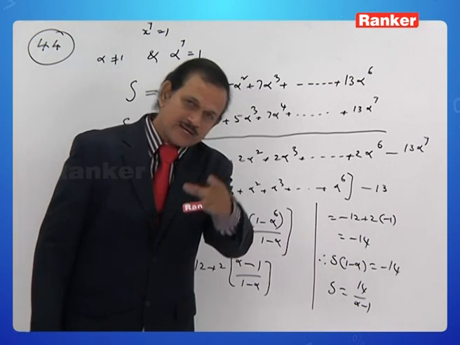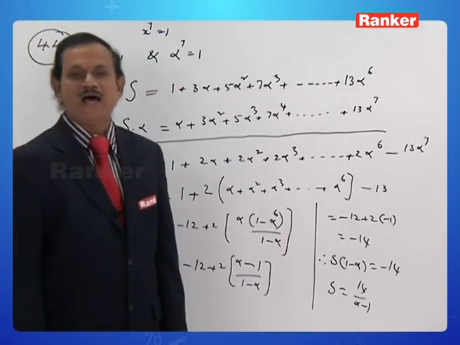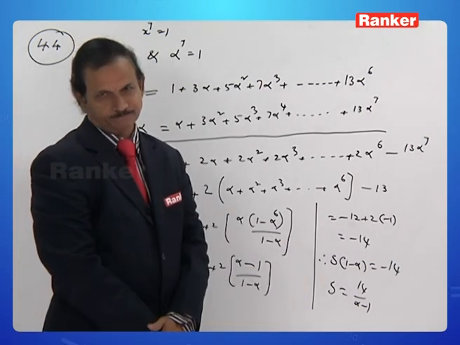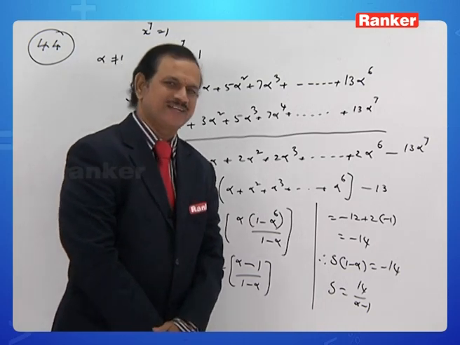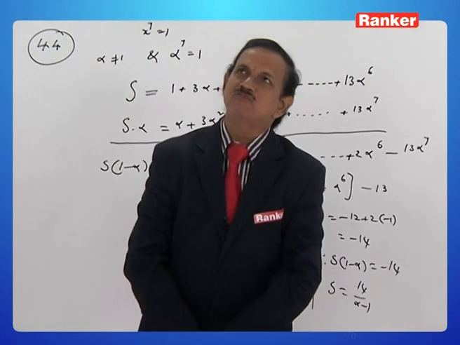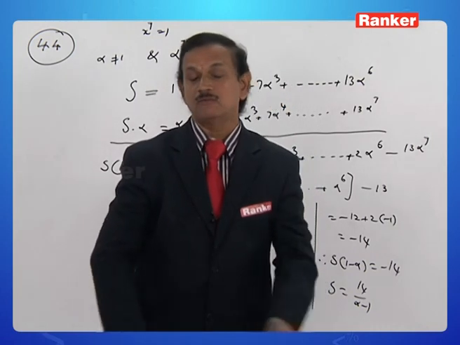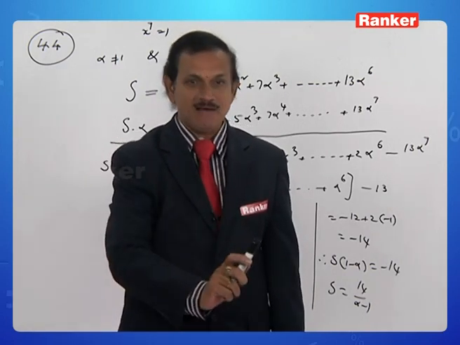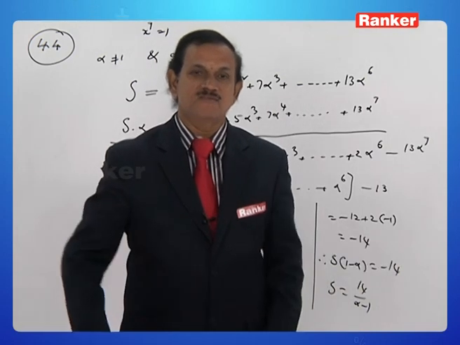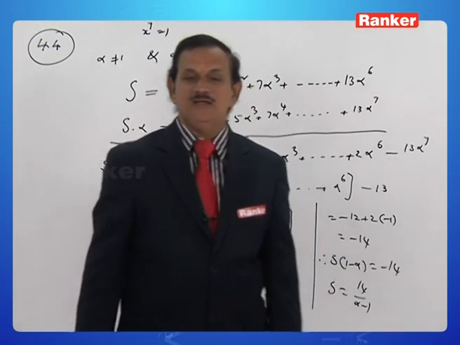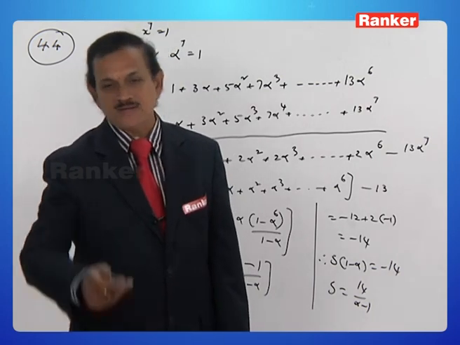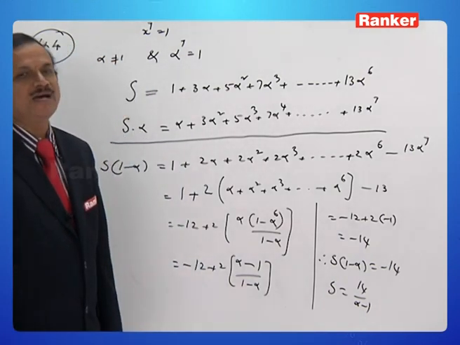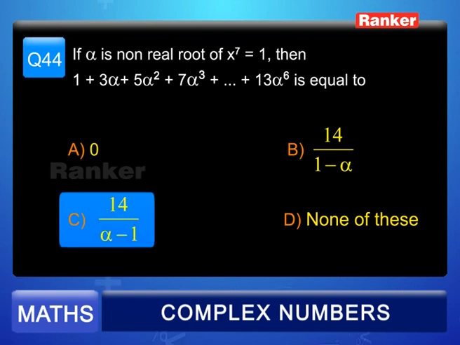Not only that, by looking at the options also, you'll be able to get the idea. In two options, 1 minus alpha or alpha minus 1 is available. Then and there itself, you must be able to get the idea, oh, we may have to get the sum S into alpha minus 1 or S into 1 minus alpha. How can you get that? S is there. You must be able to have alpha into S. By subtracting one from the other, you will be getting S into 1 minus alpha. Yes. By looking at the options, you will be getting the idea. Hence, the right answer is 14 by alpha minus 1. Option C is the right answer.